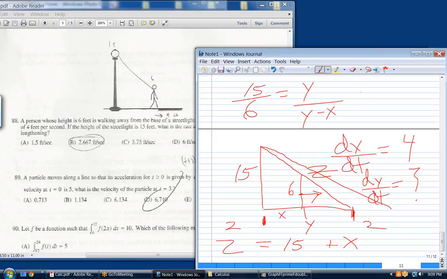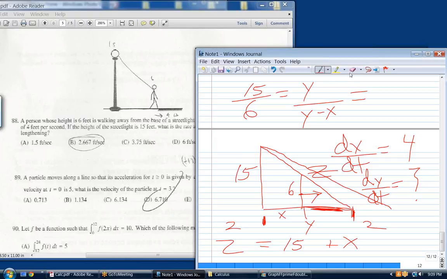Okay, you see where I got this equation from? We got two similar triangles. 15 is to this side 6 as the full bottom side, y, is to this dimension here, which is y minus x.